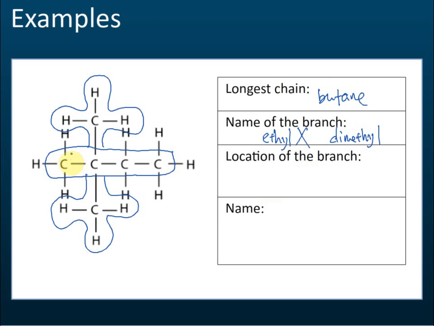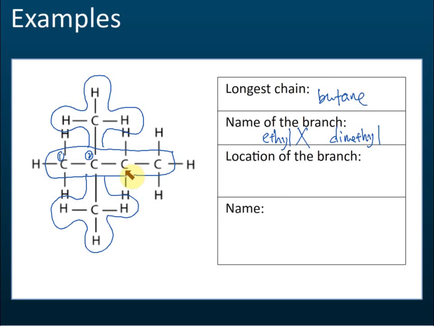Okay, let's say we start from here. 1, 2. Okay, 2, right? But there are 2 branches. In this case, both of these branches are attached to the second carbon, no problem, right? But sometimes one is attached to the second carbon and one is attached to the third carbon. So how to tell the locations?